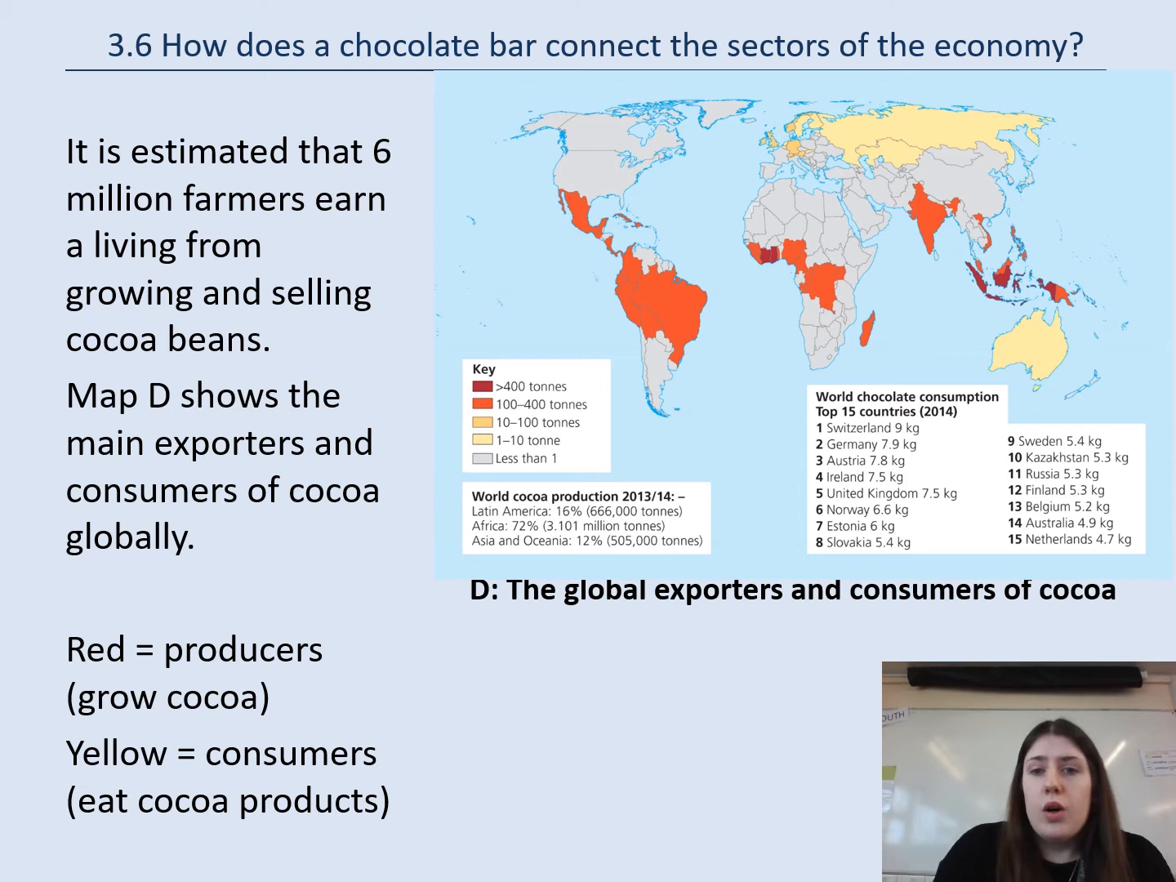So when you look at the map, you can see that most of your producers are in South America. So if you look here, you've got a lot in South America. You've got some in Central Africa, and then in places like India and Southeast Asia.